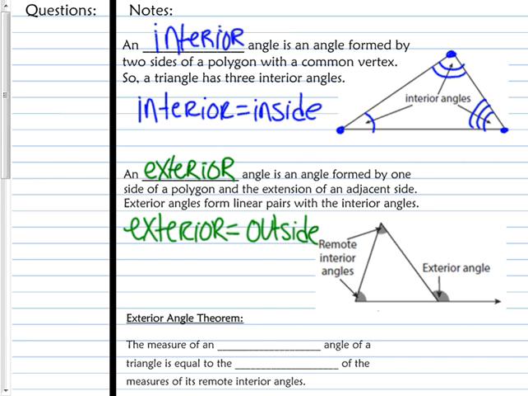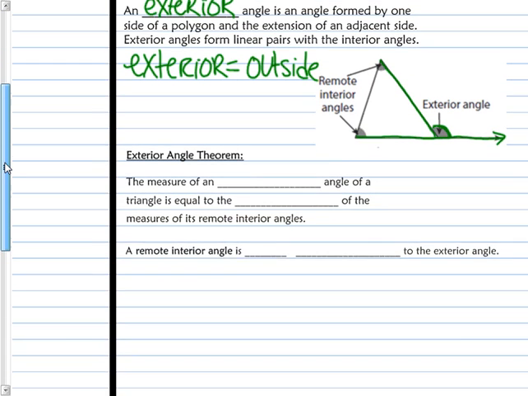And an example here, an exterior angle is formed by one side of the polygon. So here we have this side of the polygon, and then it says, and the extension of an adjacent side. So here is the adjacent side, and it's extending out to the right. So this area is the exterior angle. Okay, if you want to highlight those or color those, feel free to. So let's move on to the exterior angle theorem.